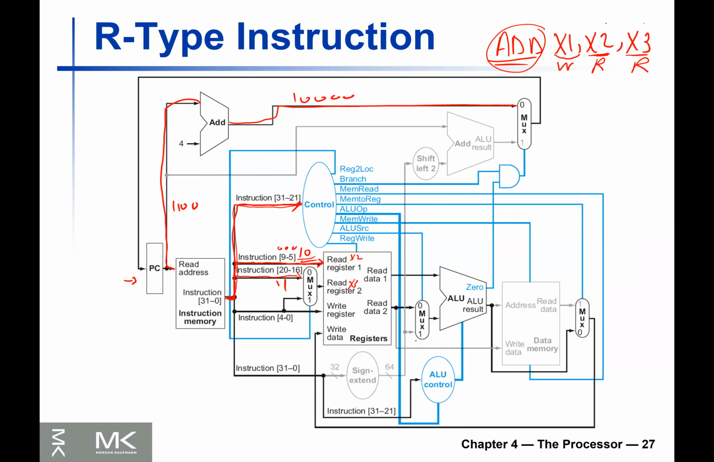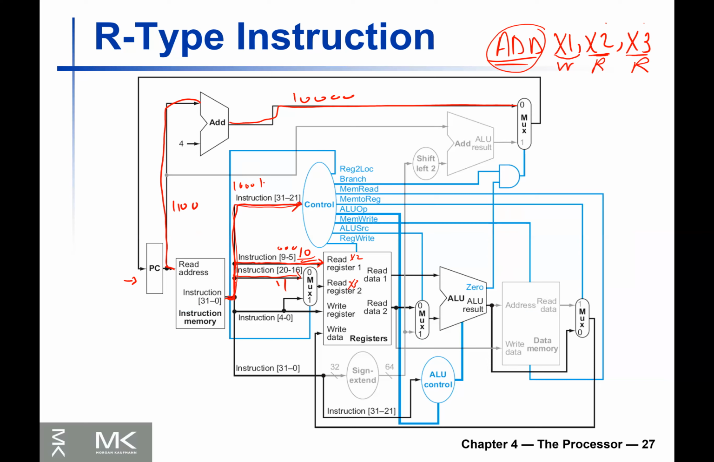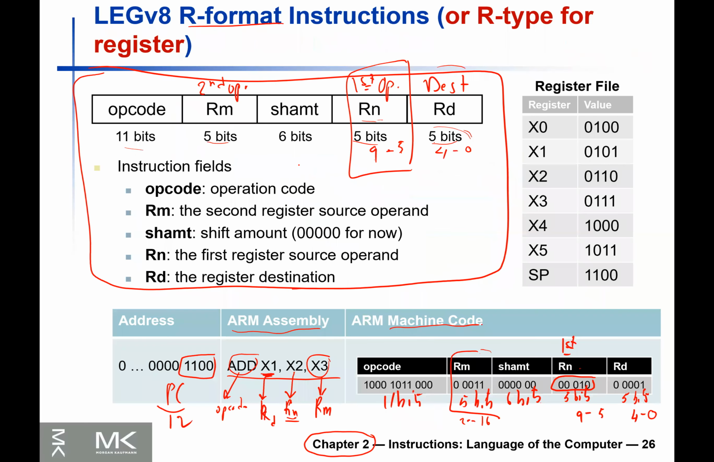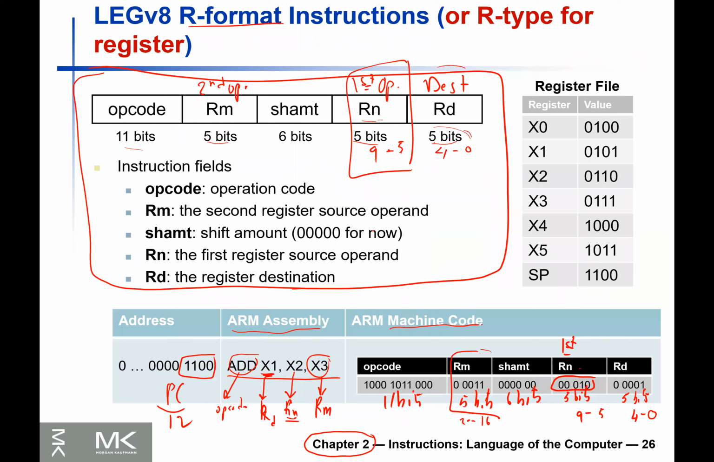So let me just put them. 1011, 0, 000. Okay, so this is the operation. Is that right for now? Yes. Okay. The first register in here is telling us what? At this address for the first register. This is the address for X2. So what is the value of X2? It's 0 1 1 0.